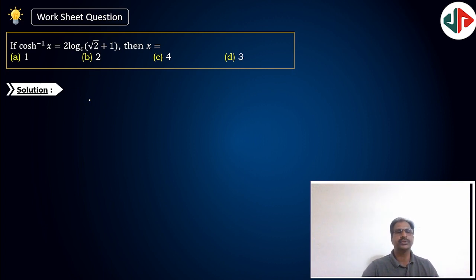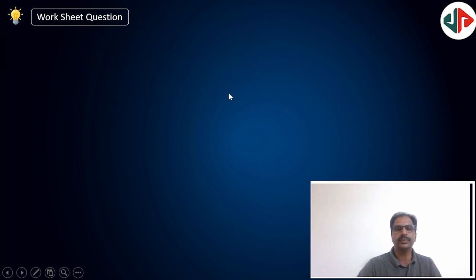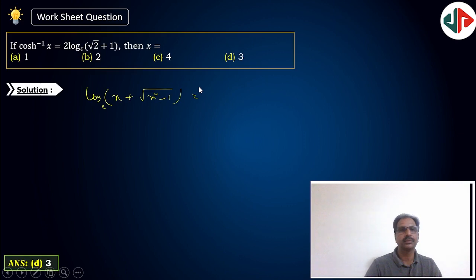Cos h inverse x is 2 log root 2 plus 1. Then what is x? What is the cos h inverse x formula? Log of x plus root of x square minus 1. This is given as 2 log root 2 plus 1, which can be written as log of root 2 plus 1 whole square.